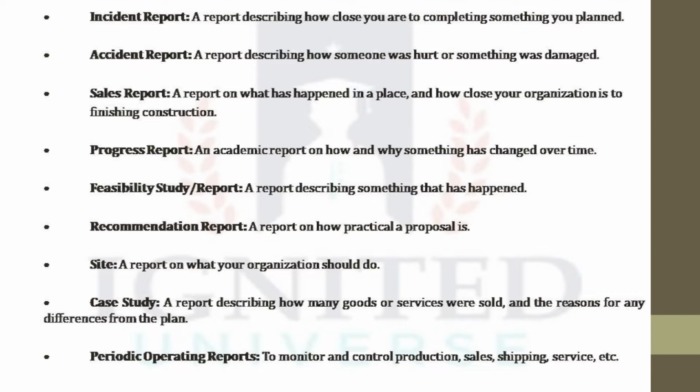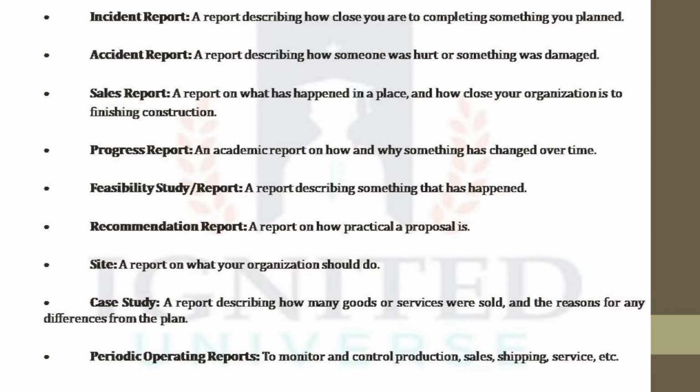Then we have the progress report, which is an academic report on how and why something has changed over time. This progress report has been given to us right from our childhood. That was the report with grade A, B, C or so. So the progress report measures academic performance. Then we have the feasibility study or report. This describes something that has happened.